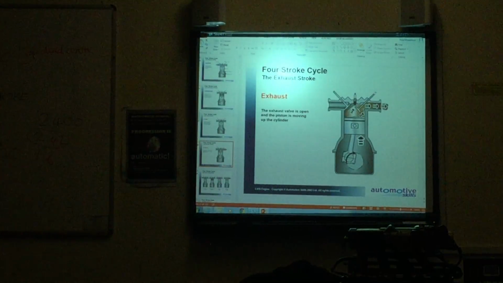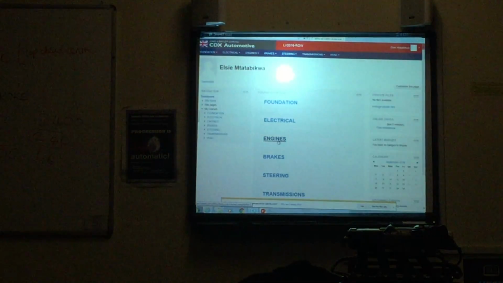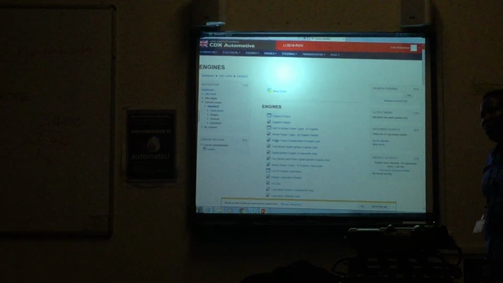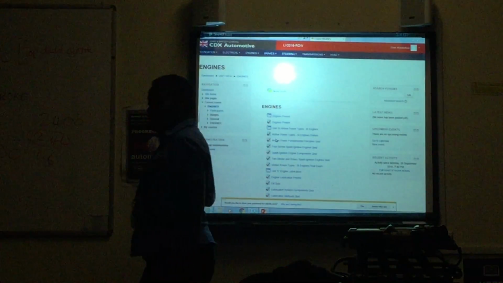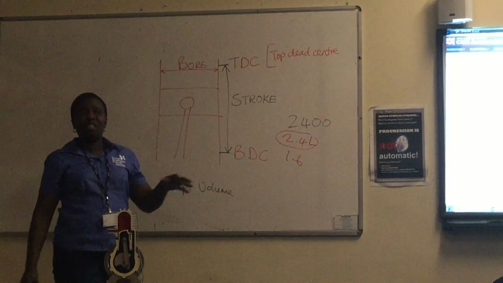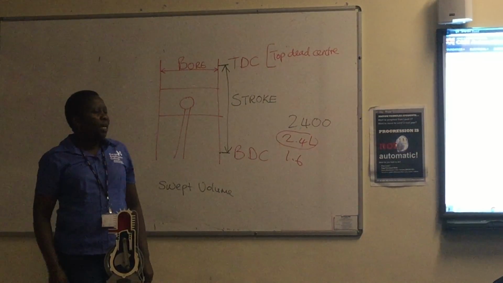Let me reinforce this. Every single petrol engine is a 4-stroke. Diesel engine behaves differently. I'm going to tell you how a diesel engine behaves, but this is for petrol.